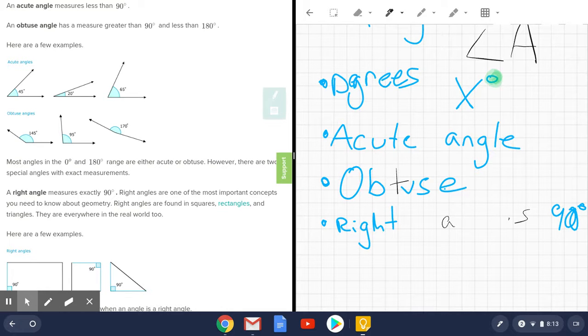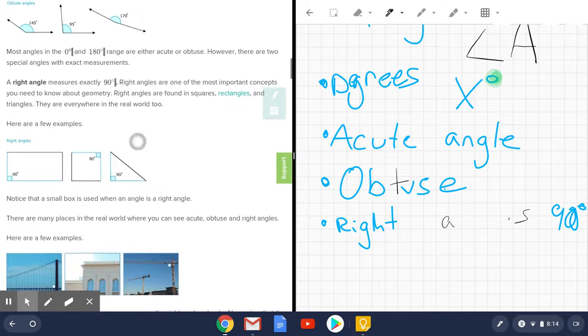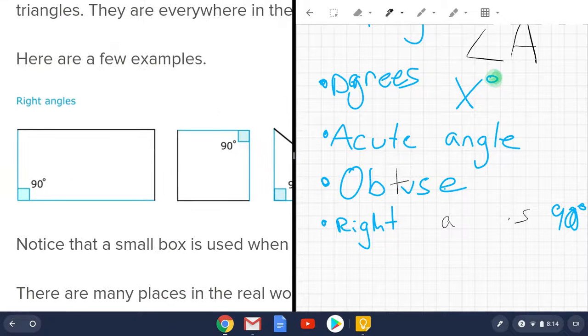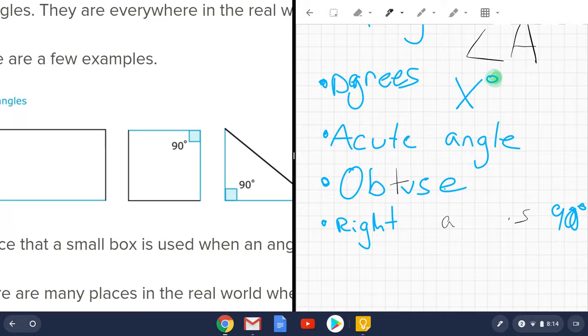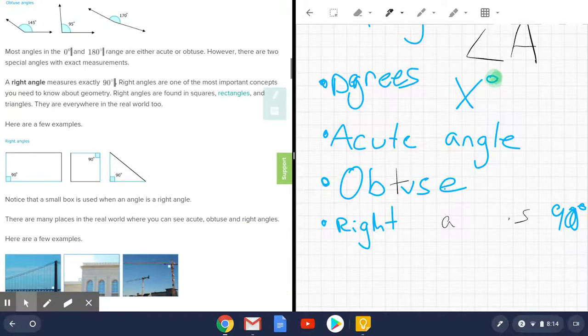Right angles are found in squares, rectangles, and triangles. They're everywhere in the real world too. My Chromebook screen has a right angle on it. So here's a couple examples of right angles. Rectangles have 4 right angles. So do squares. Right triangles only have one right angle.